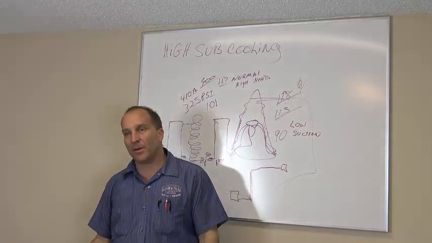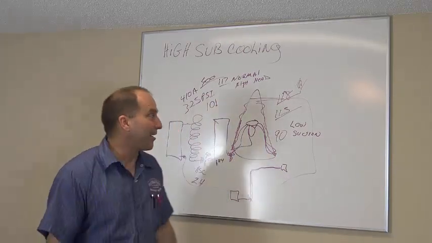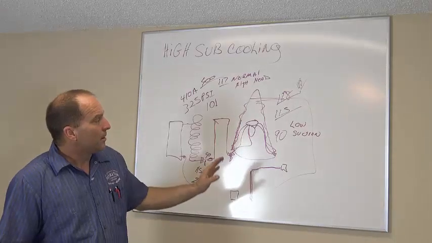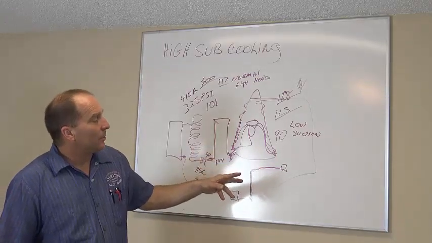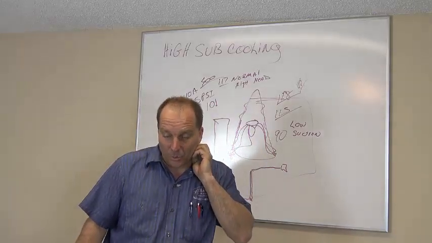Okay? Well, it might be it. It's 3 out of 4. No, it's not. It's not there. Okay? So any type of restriction inside that line will cause a high subcooling.